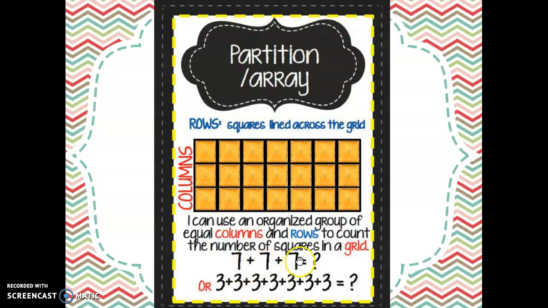7, 3 times. You can find your answer by either adding 7 plus 7, which is 14, and then 14 plus 7, which is 21. Or you can simply count your crackers. So we have 1, 2, 3, 4, 5, 6, 7, 8, 9, 10, 11, 12, 13, 14, 15, 16, 17, 18, 19, 20, 21.